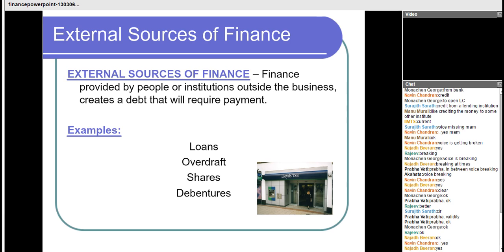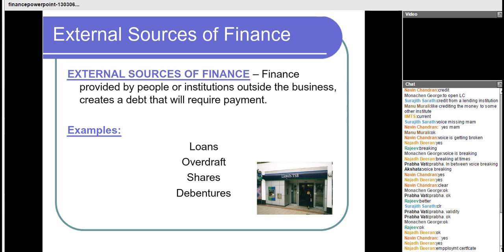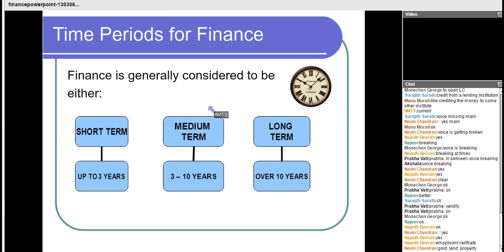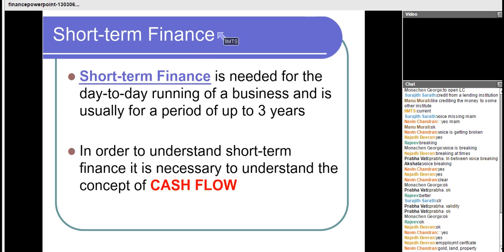Now, finance is generally divided into three terms: short term, medium term, and long term. Short term is up to 3 years, and in recent times it is just 1 year generally. The medium term is for 3 to 10 years, and long term is for over 10 years. Short-term finance is the one that is needed for the day-to-day running of the business. All right. We can understand more about short-term finances when we discuss the cash flow.